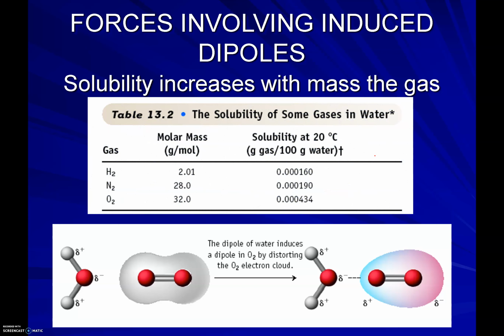This is why you can't dissolve a lot of oxygen or hydrogen or nitrogen in water, because the attraction is really, really weak. It doesn't have that ability to have a great attraction. You can see oxygen can only dissolve a maximum at 20 degrees Celsius of 0.000434 grams for every 100 grams of water. So it's a relatively small amount.